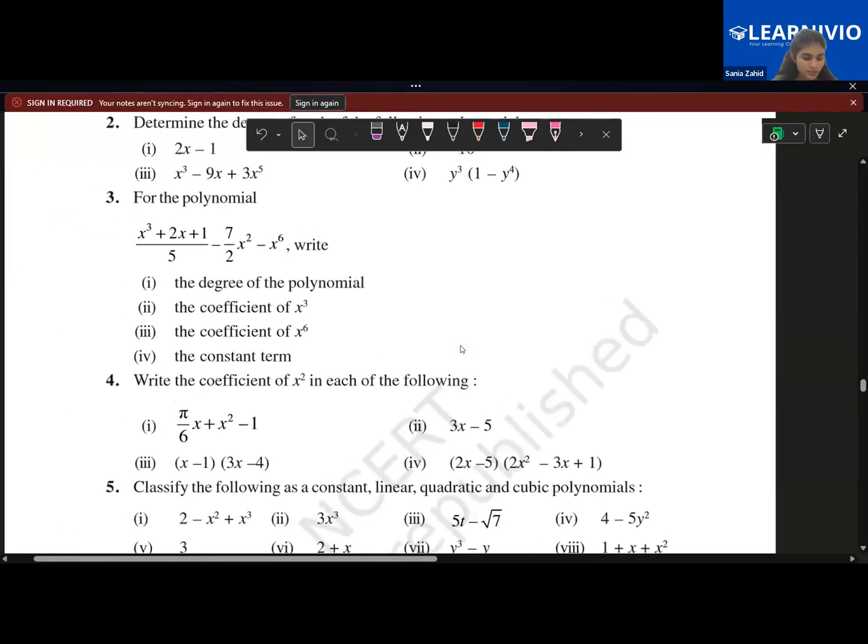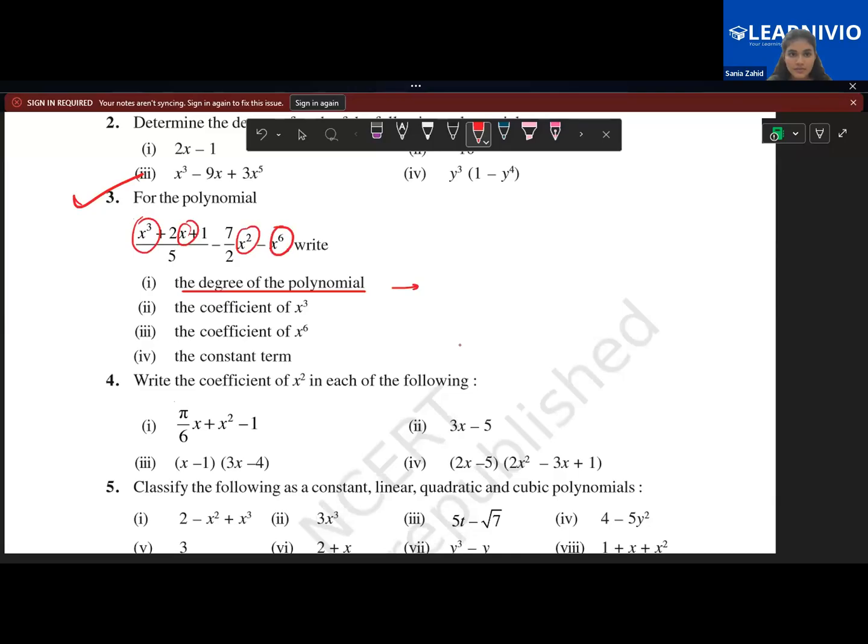Now question number 3 states, for the polynomial x cube plus 2x plus 1 divided by 5 minus 7 by 2 x square minus x to the power 6. This is the entire polynomial, and here you have to write the degree of the polynomial. So degree we defined as the highest power of the variable. So we have x cube, we have x square, and we have x to the power 6. So the degree becomes what?